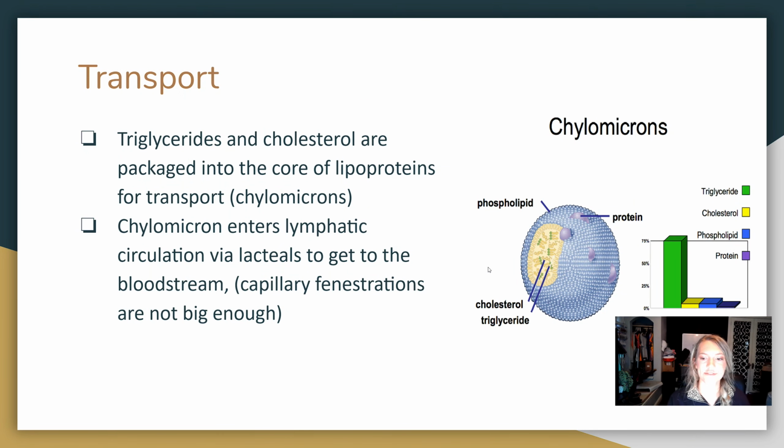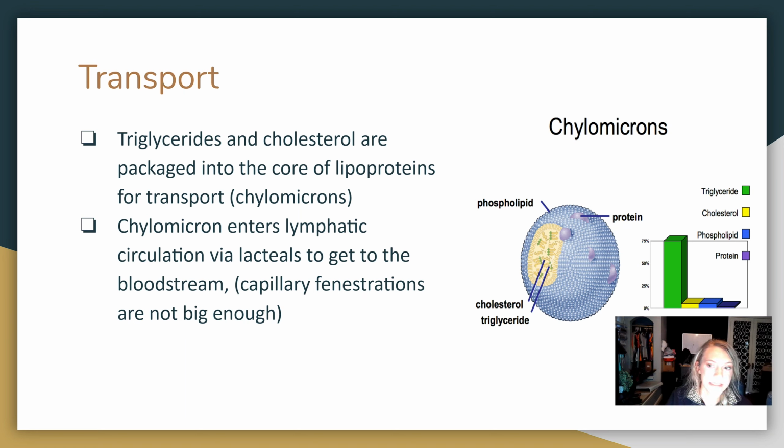So once the triglycerides reform, they start to form something called a chylomicron. So triglycerides and cholesterol are packaged into the core of lipoproteins for transport. So you can see here in the middle, on the right, this chylomicron has triglycerides and cholesterol. On the inside, you can see it's made up mostly of triglycerides, 75%, but cholesterol is in there as well. On the outside, you can see it's made up of proteins and phospholipids.